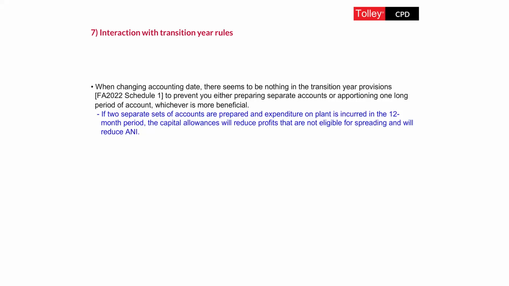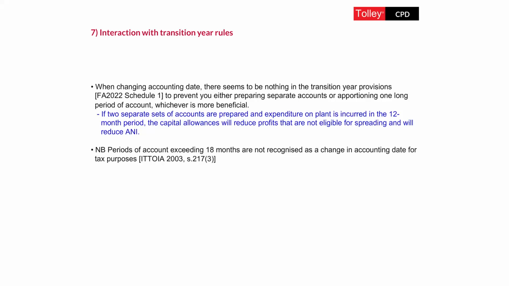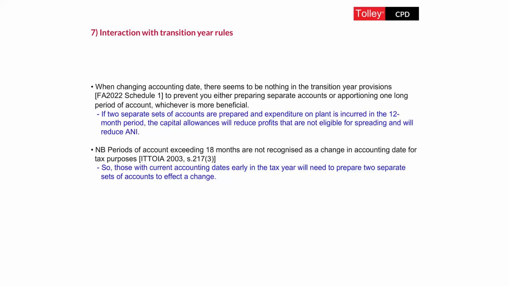It's also worth reminding you at this stage that although we've been saying businesses have got that choice of doing two periods of account or one long period of account, that won't be the case if you've got an accounting date currently early in a tax year, like a year end April, May, June, because under section 217 subsection 3 of ITOIA, periods of account exceeding 18 months are not recognised as a change in accounting date for tax purposes. So it would appear that if you've got, say, an April year end at the moment and you want to change it to a March year end, you're not going to have the option of preparing one long period of account. It would have to be a 12-month set of accounts and then another 11-month set of accounts.